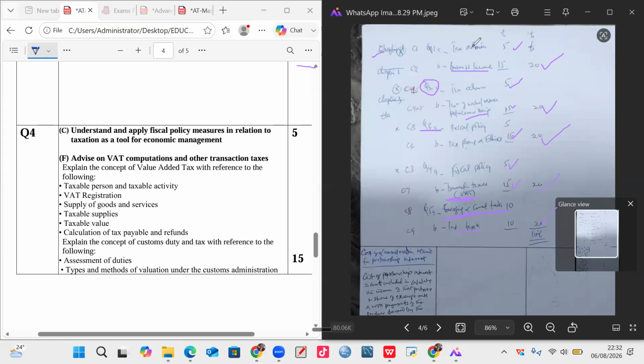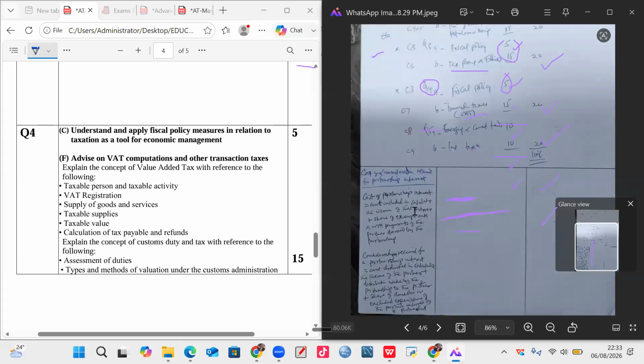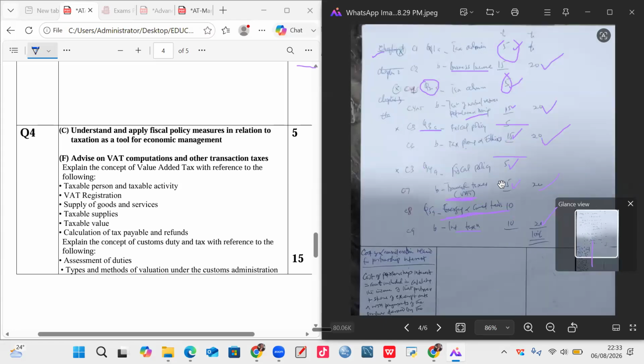So we know that tax admin is taking 10%, which is here and here, of the marks. We know business income is 15, taxation on minerals is 15. Fiscal policy is also taking 10% here and here. Then the others are 10, 10, 10. So when I go to the exam hall, I already know the directions and areas the questions are emerging from. These are also the partnership details. I was writing the notes here. Okay, so based on all this, I'm able to prepare for my studies.